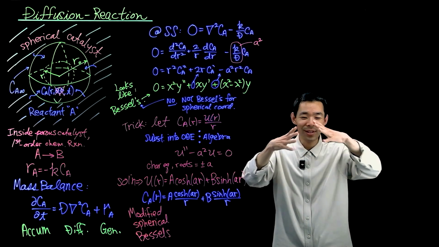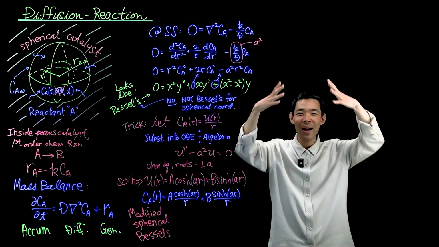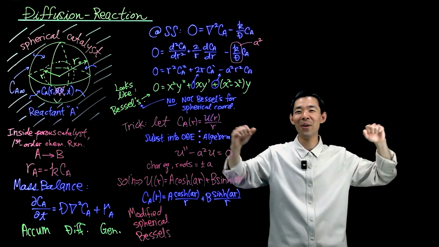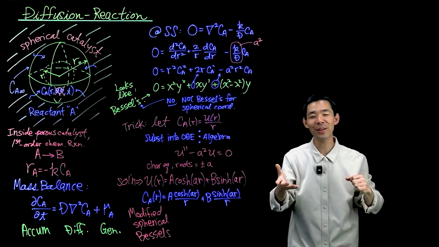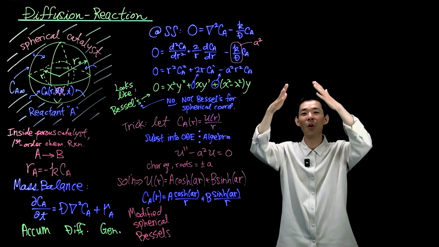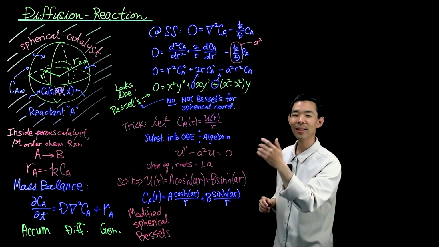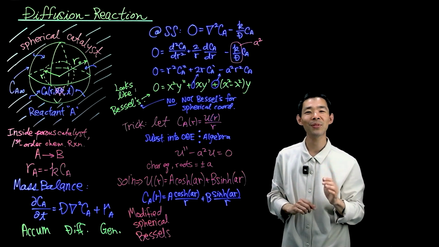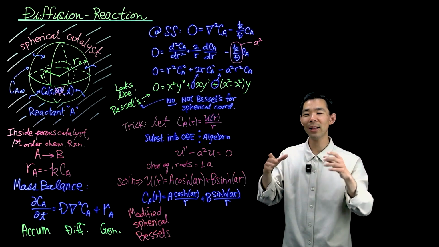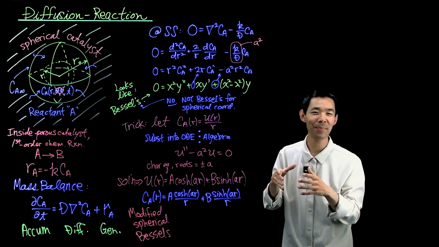And log r's kind of kill you at the origin, but also infinitely far away. Whereas for spherical coordinates, Laplace's equation gives you a 1 over r solution. And that's why you can easily tack this on and work out problems fine in 3D. But the log r ends up killing us a lot of times in 2D.